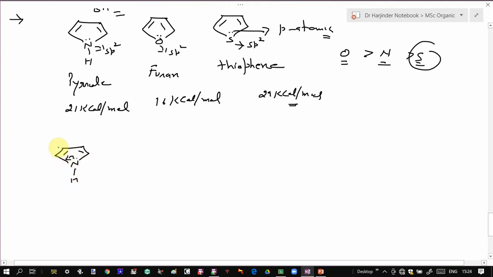So by moving this negative charge, you can write the resonance structures. Since this pair of electrons is involved in resonance, you will get positive charge over here, the negative charge will shift over this position, and you get a double bond here. Then you have to move this negative charge, so it will move over here. These pi electrons will move over here.